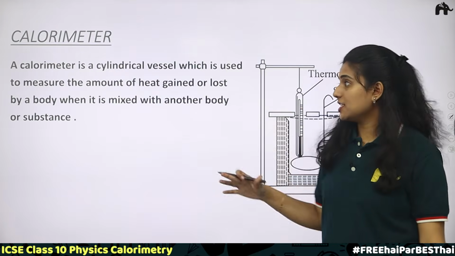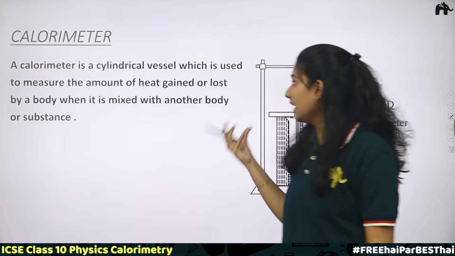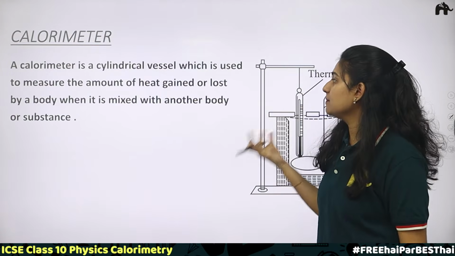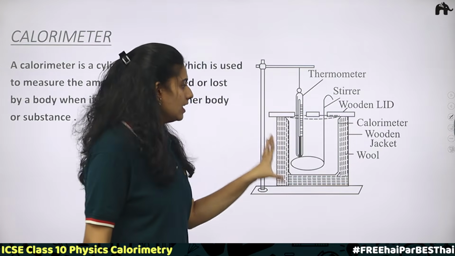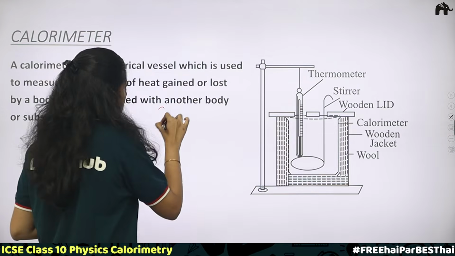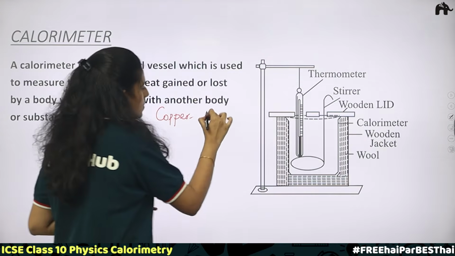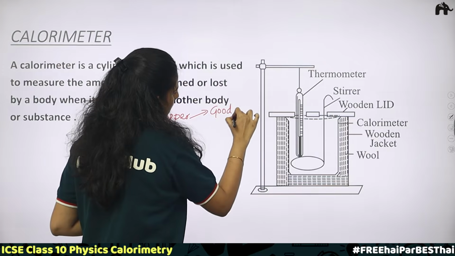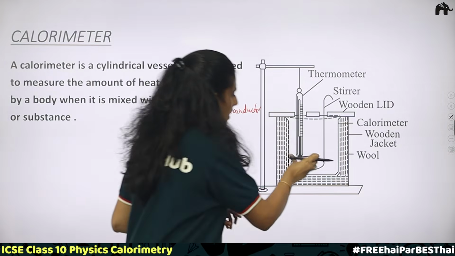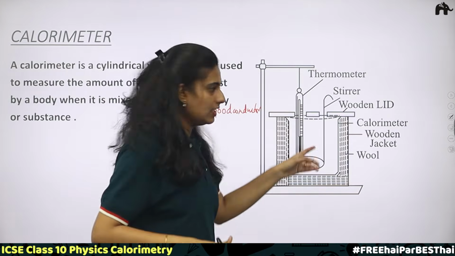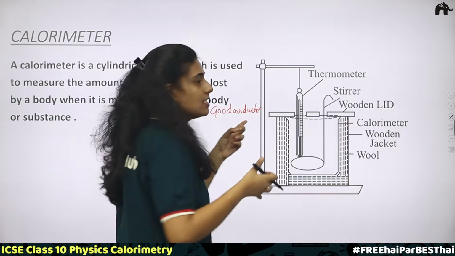Calorimeter. Calorimeter is a cylindrical vessel which is used to measure the amount of heat gained or lost by a body when it is mixed with another body or substance. So this is how a calorimeter looks like. Here you will be using a thin sheet of copper to make the vessel. Two reasons why copper is used. One is copper is a good conductor. So to make the heat reach the contents inside the vessel, copper will be very helpful because it can easily conduct heat energy.